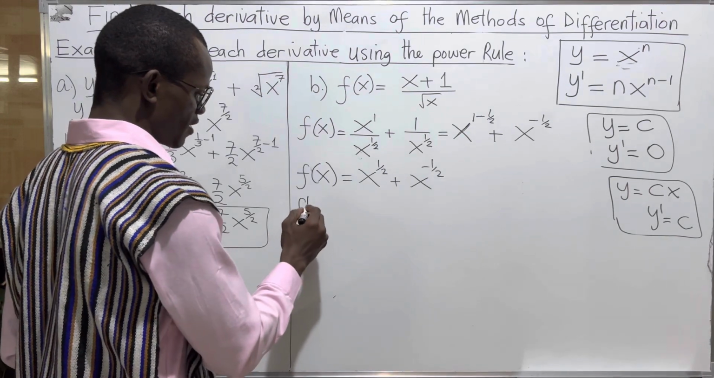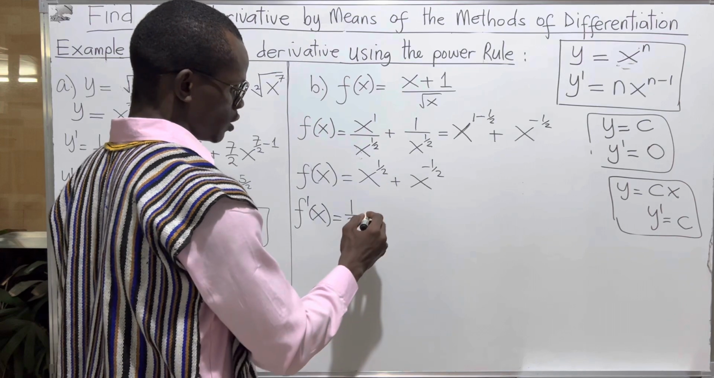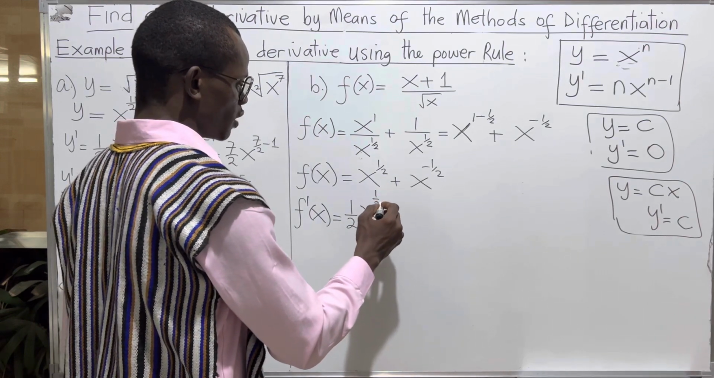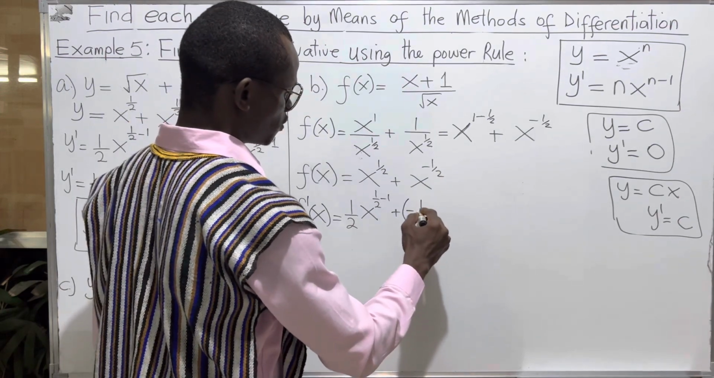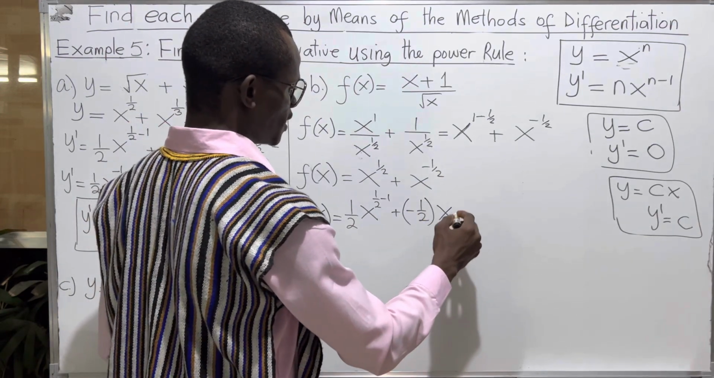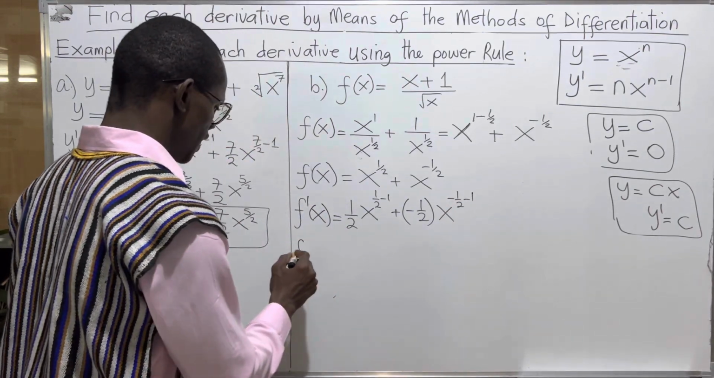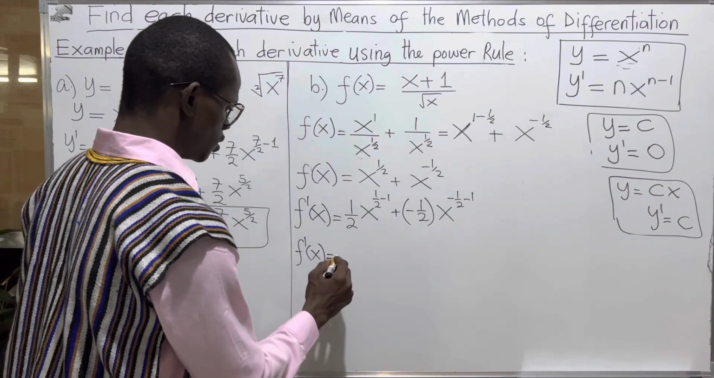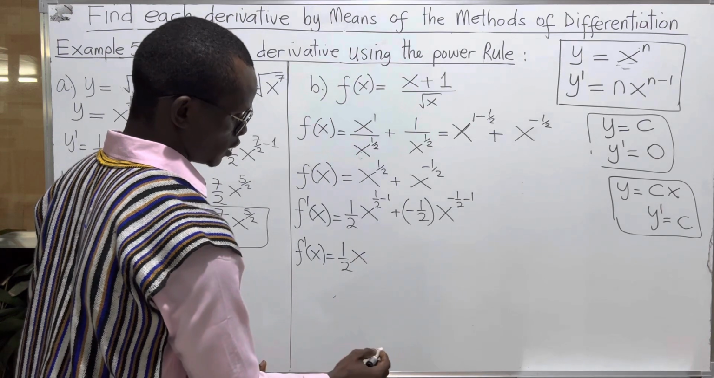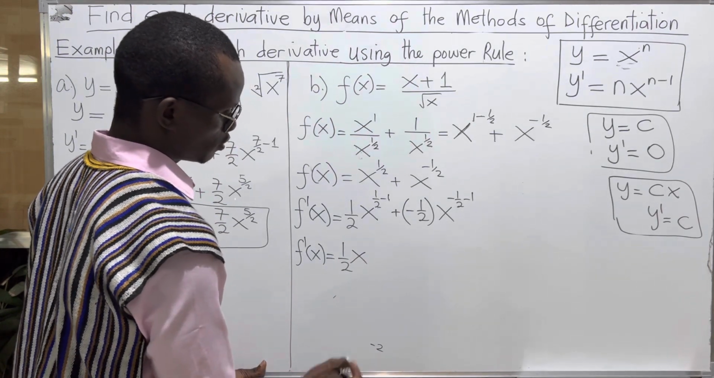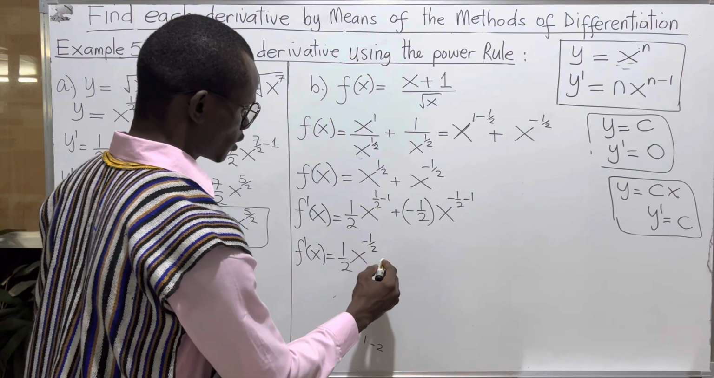So we say f prime of x is now equal to, we bring the power down, 1 over 2, x raised to the power 1 over 2, and we subtract 1 from the power. Plus, we bring this power down again, minus 1 over 2. We rewrite the base, and we subtract 1 from the power. So we can further simplify. You have f prime of x to be 1 over 2, x raised to the power now 2 times 1 is 2, minus 2 now, plus this 1. So that gives us minus 1 over 2.